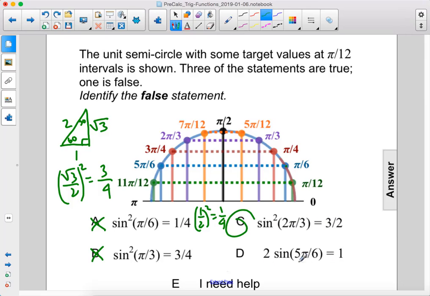Now here we have sine of 5 pi over 6, which has the same sine value as pi over 6, which we already figured out over here was 0.5. So 0.5 times 2 is 1. This is also true. The answer here is C.